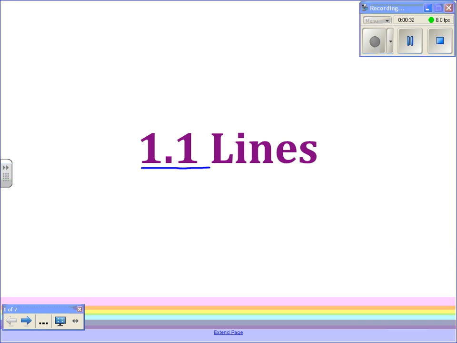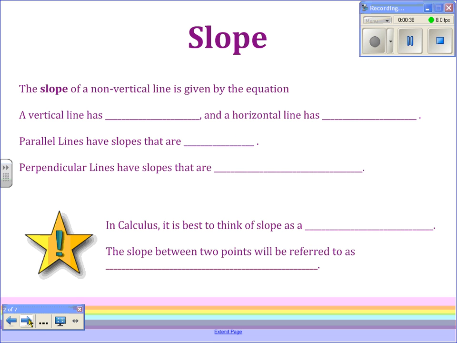So our first section is on lines. Nothing new. Lines we've done since Algebra 1. Before that, who knows what you guys learned in middle school. But regardless, you should all know how to do lines.